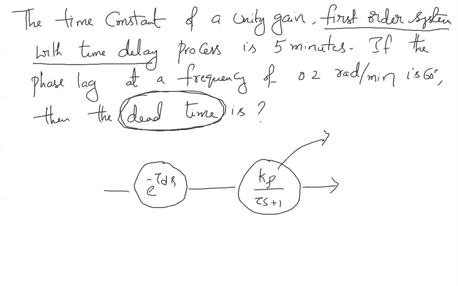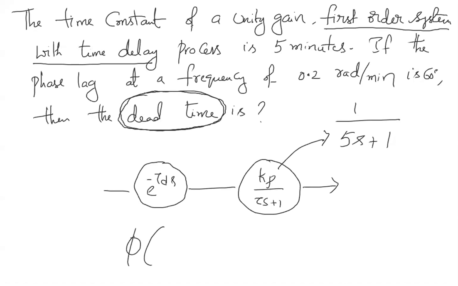What is the transfer function which is given? Kp is equal to 1, and the time constant is equal to 5, so 1 by 5s plus 1. Clear? So then what is the equation?